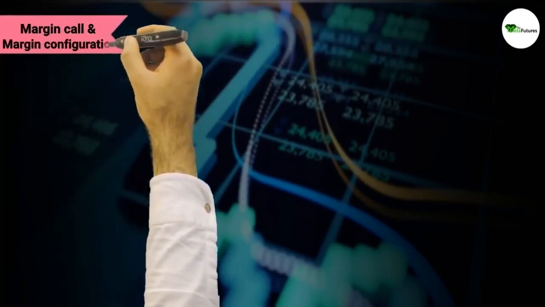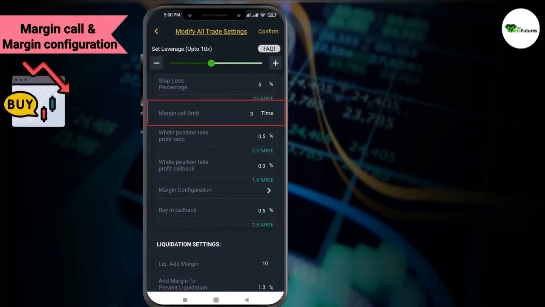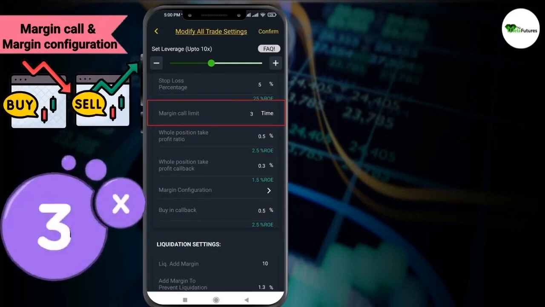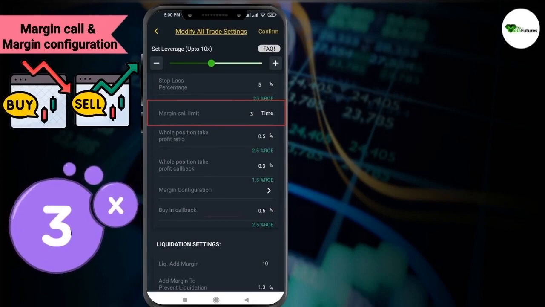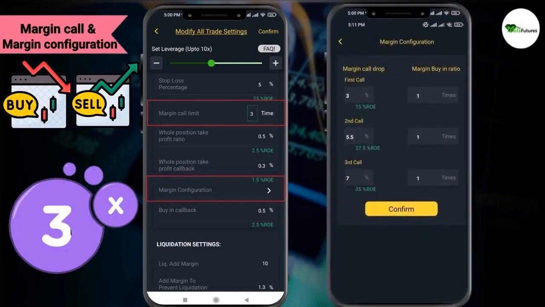Let's talk about margin call limit and margin configuration. The margin call limit is used for averaging. You can buy or sell the same trade with a higher or lower amount to decrease the loss percent. The margin call limit determines how many times the bot will buy or sell a particular trade. As I have entered 3 in margin call limit, the bot will buy or sell a trade 3 times. To understand the margin call limit properly, let's talk about margin configuration. Friends, as much value as you enter here, the same number of calls will display in margin configuration. I have entered 3 in the margin call limit, so 3 calls are displayed here.